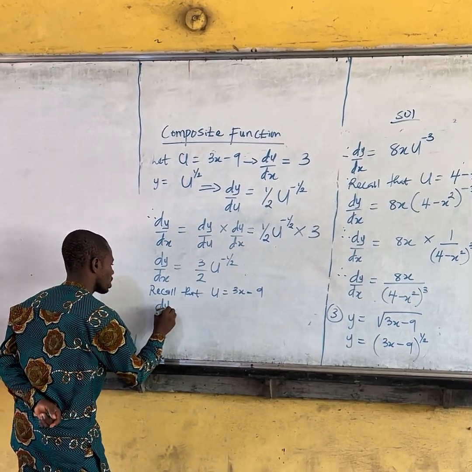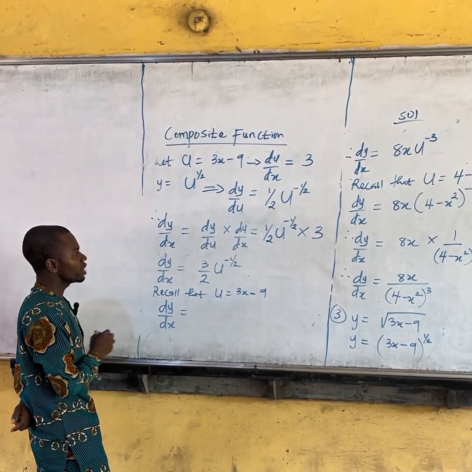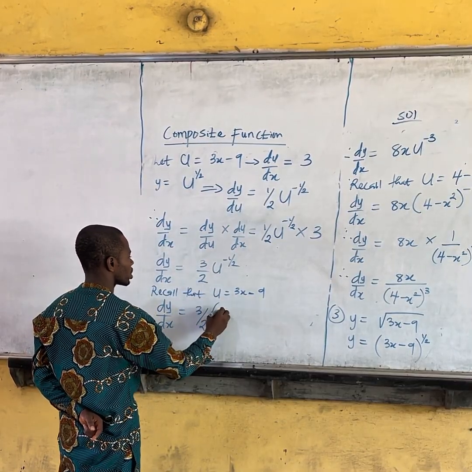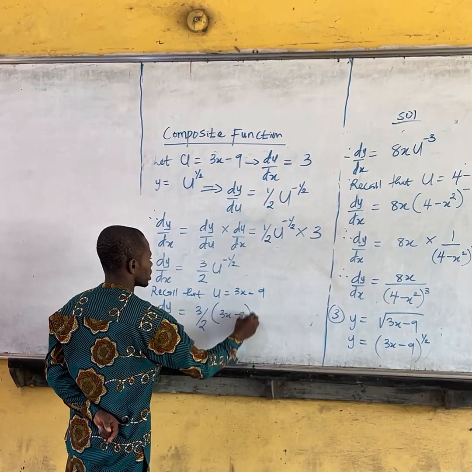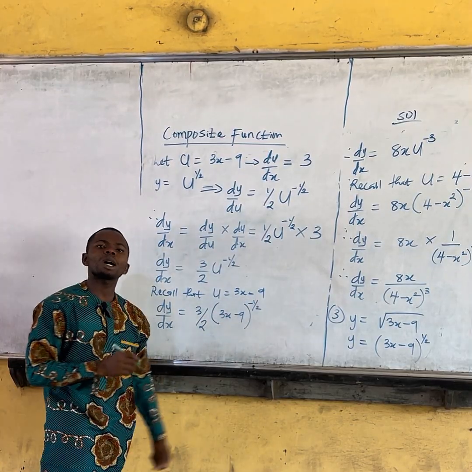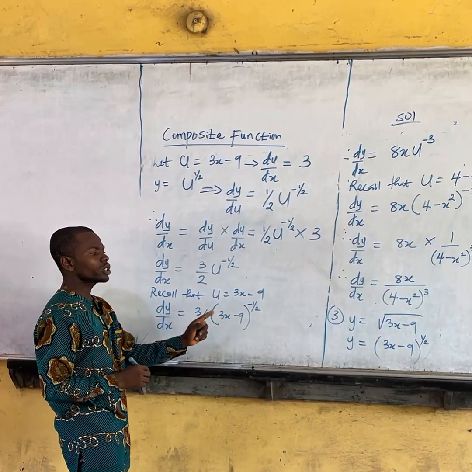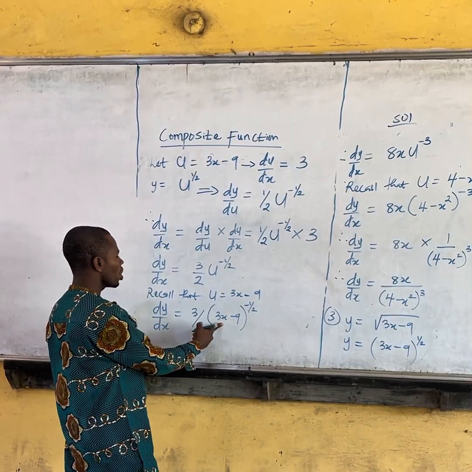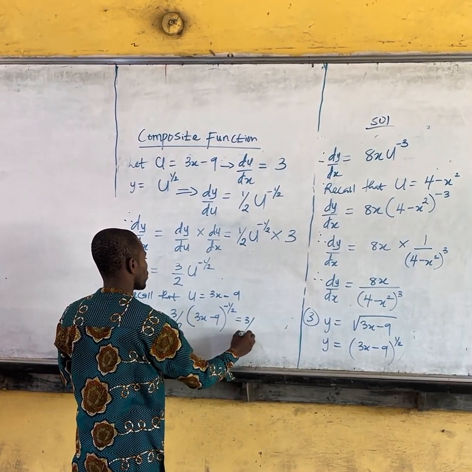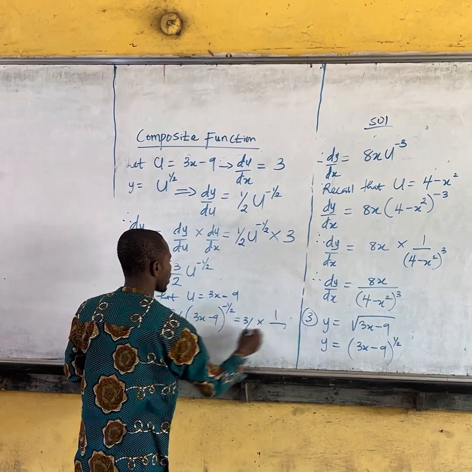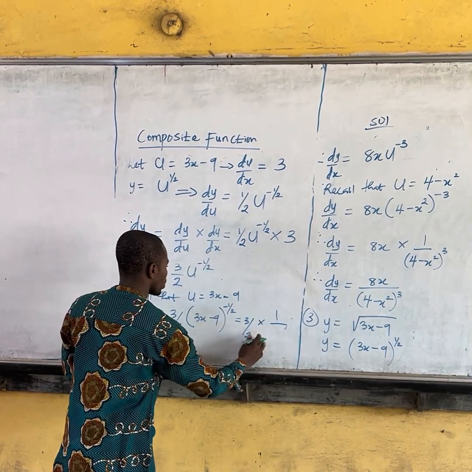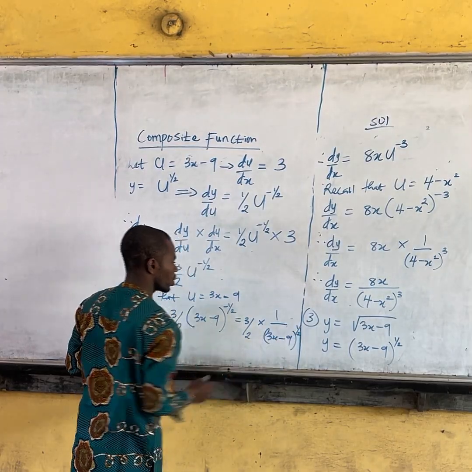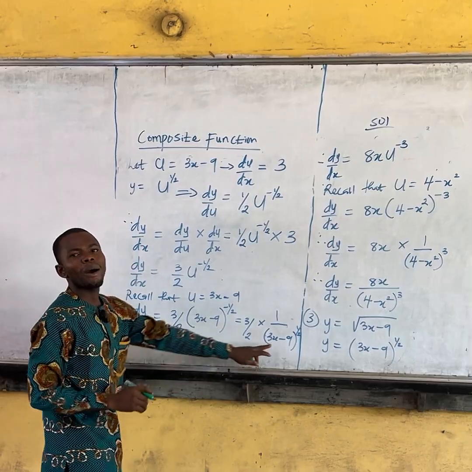So dy over dx will now be equal to 3 over 2 times (3x minus 9) to the power of minus 1 over 2. If you stop here, you are correct, but this is not the standard answer. Since you are given the question in the form of square root, your answer should be in the form of square root. According to the law of indices, this will be 3 over 2 times 1 over (3x minus 9) raised to the power of half, because the negative power becomes 1 over. But you still can't stop here, because power half means square root.